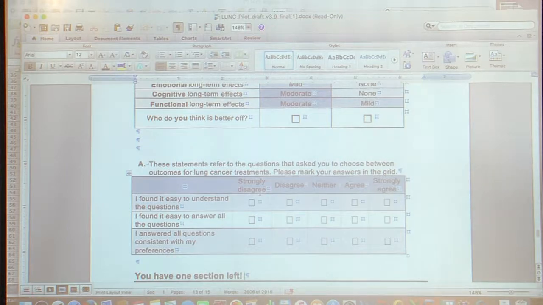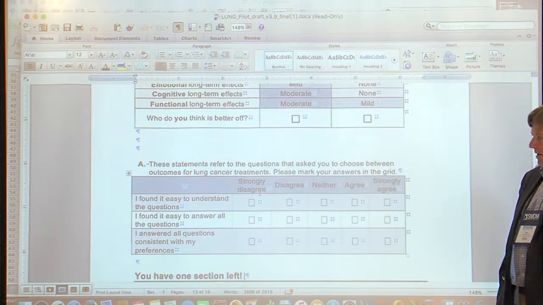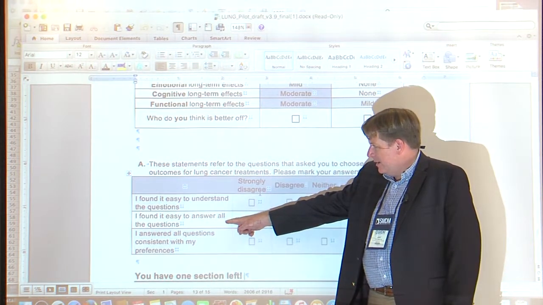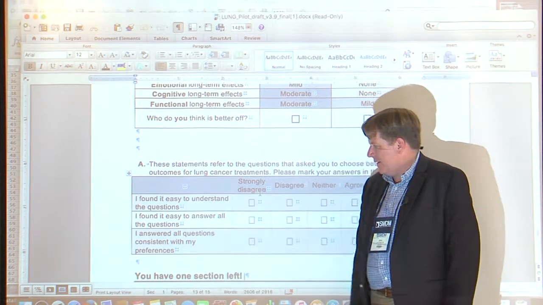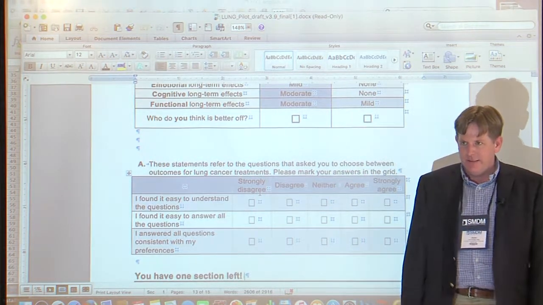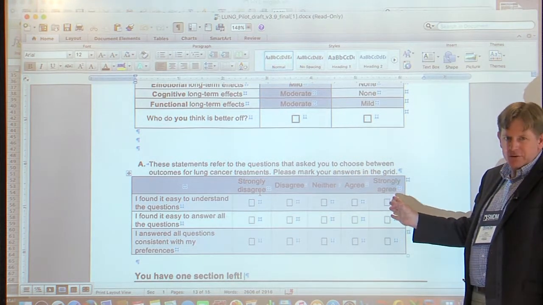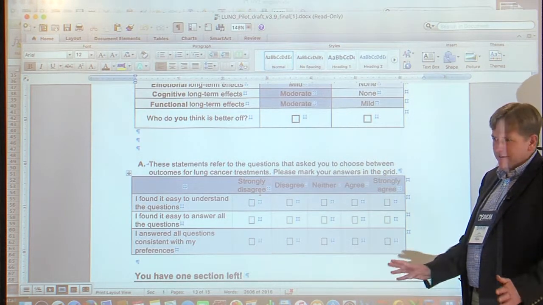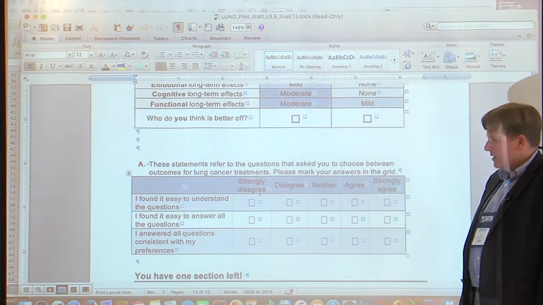This is an interesting set of questions that we have. I do this after each particular module of preferences. Did you find it easy to understand? Did you find it easy to answer all of the questions? And did you answer in a way that was consistent with your preferences? The norms on this, if I say that you have to agree or strongly agree, that I observe are generally in the 60 to 75% range in the top 2 boxes.